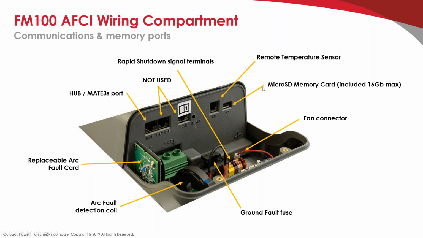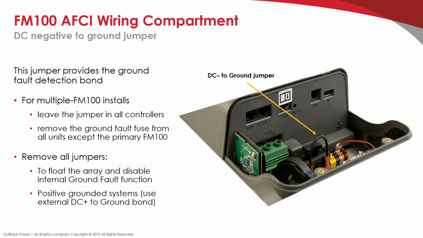Everything else in here is the same as it was before. You have your SD card slot for firmware upgrades and for data logging, remote temperature sensor, of course, your hub connection or MATE3S connection, and your ground fault fuse as expected.